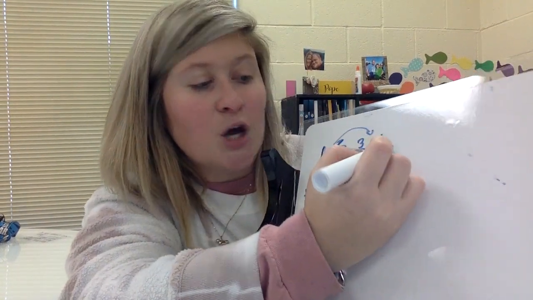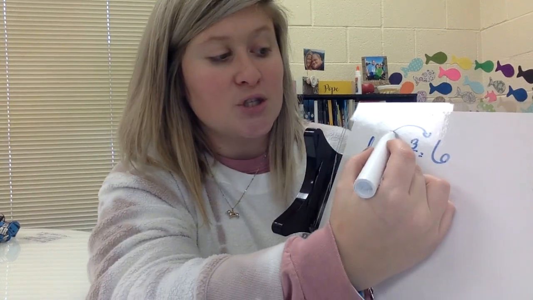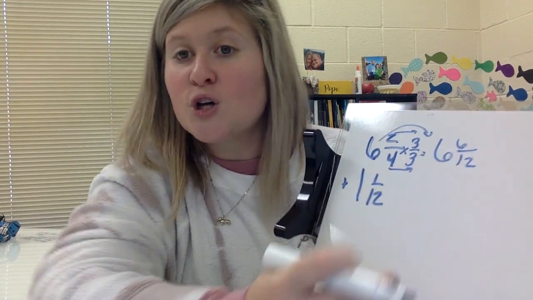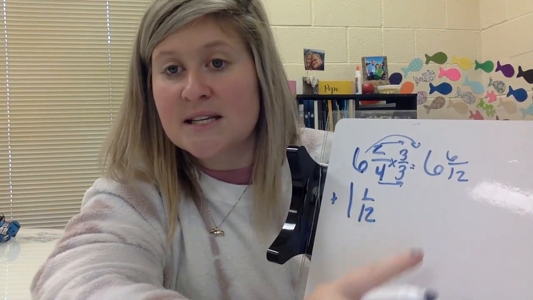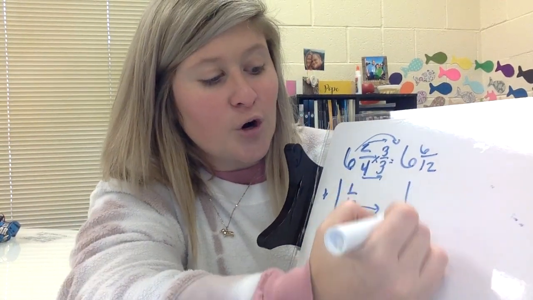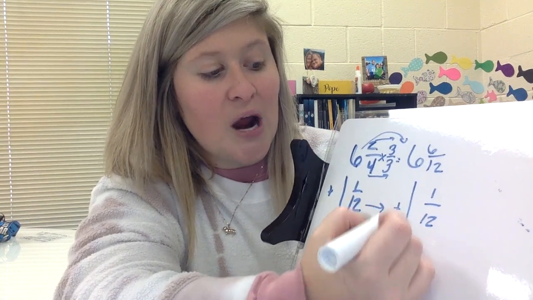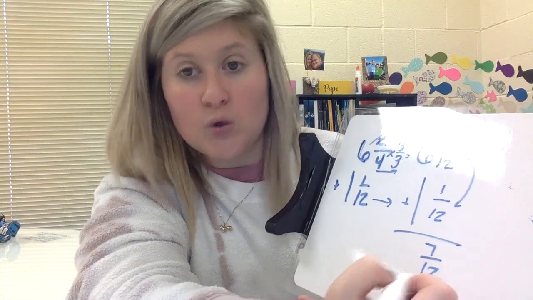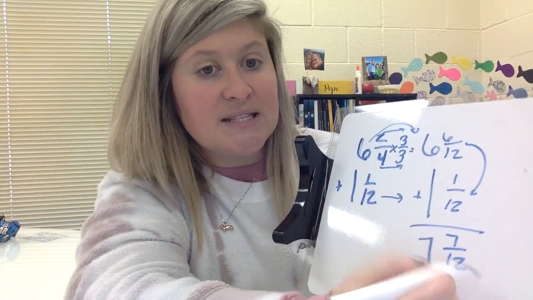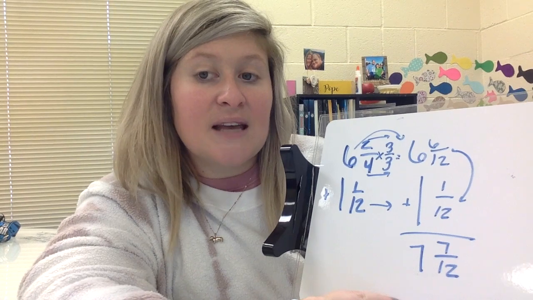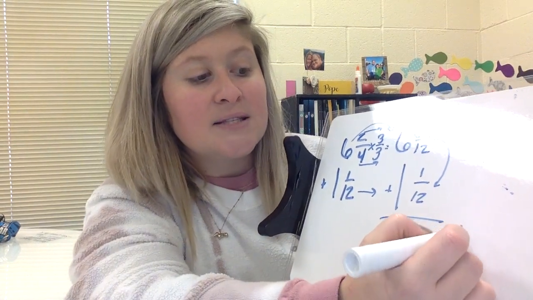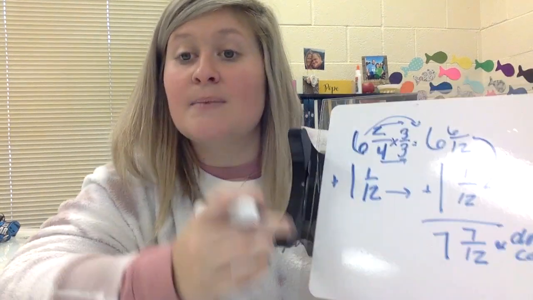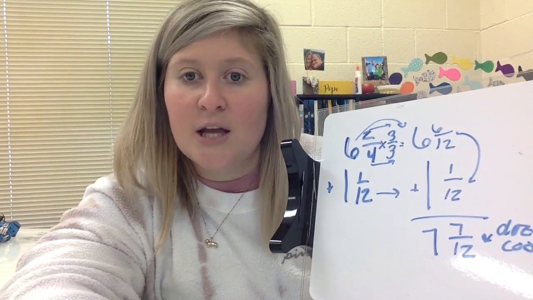Bringing my 6 over, now multiplying straight across. 2 times 3 is 6. 4 times 3 is 12. So the equivalent fraction turned into 6 and 6/12. Bringing over 1 and 1/12, and we are adding these together. 6/12 plus 1/12 is 7/12. 6 plus 1 is 7. So my answer would be she can make 7 and 7/12 dozen cookies total in that amount of time. This needs to be in your teacher model box in your notes for today.